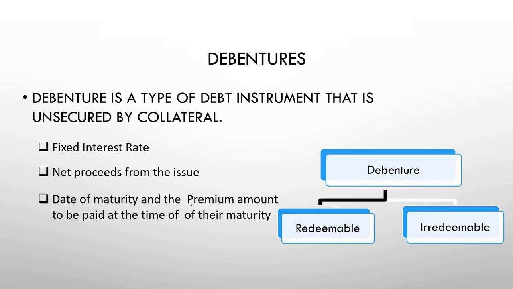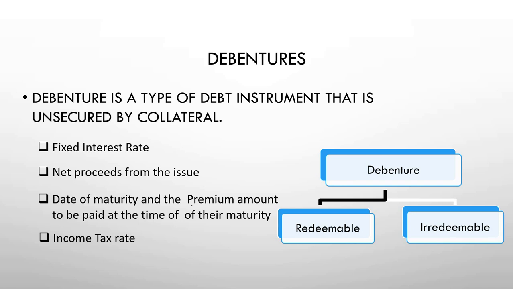Next, we discussed that in the case of redeemable debentures, we have to pay back the money at a stipulated period of time. So the date of maturity should be given, and the premium amount to be paid at the time of maturity, if the debentures are redeemed at a premium, should also be known to you. And last, we discussed that in the case of debentures, the government provides us a tax shield, so the tax rate should be known to you. These are the different parts we should be aware of while doing any numerical on debentures.